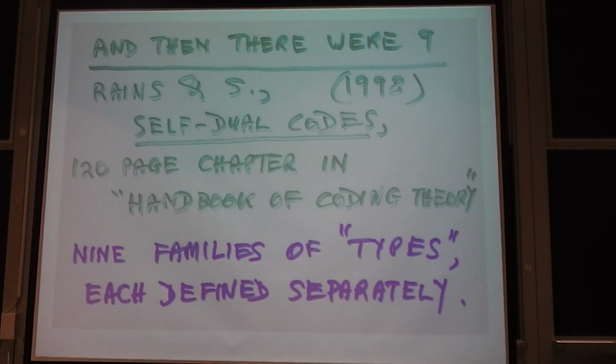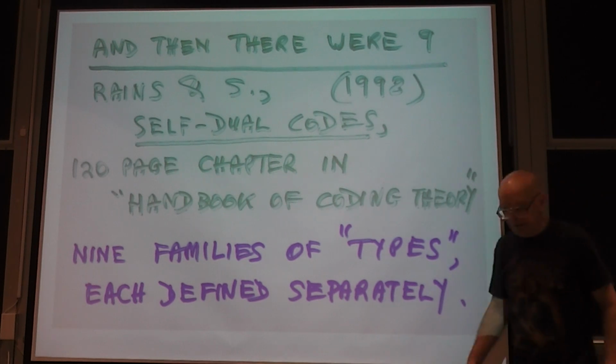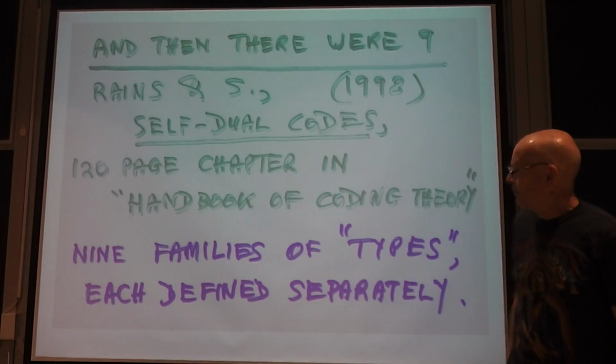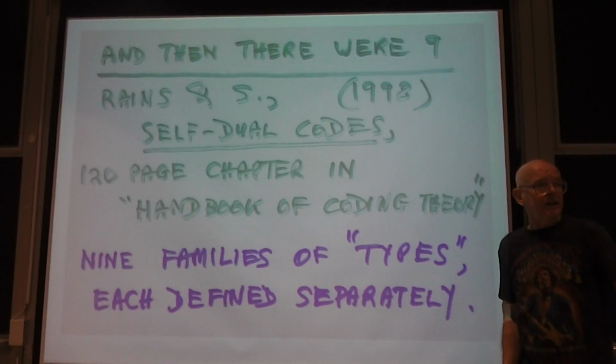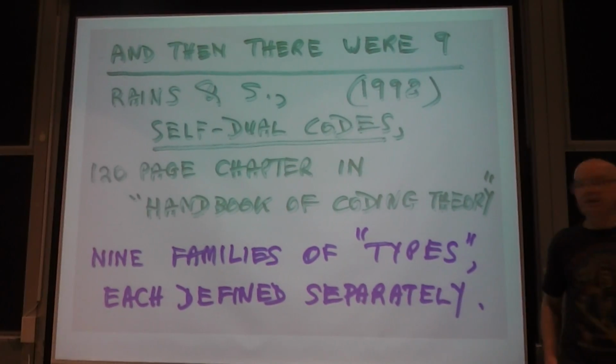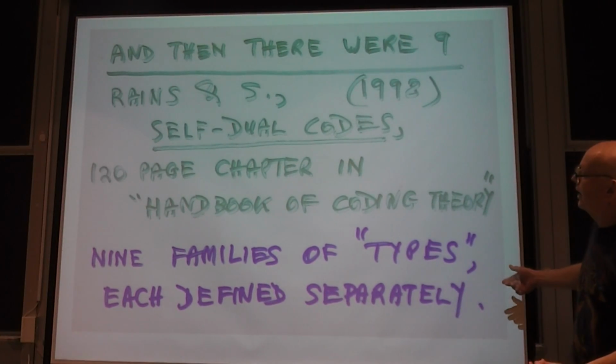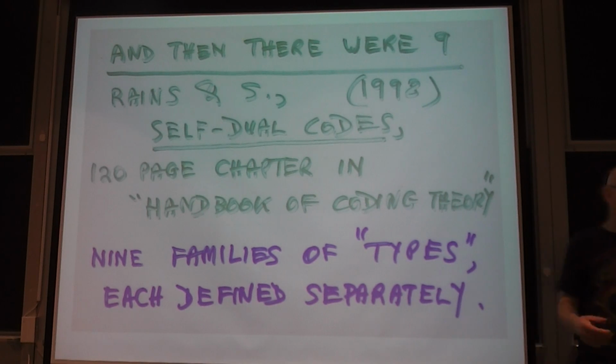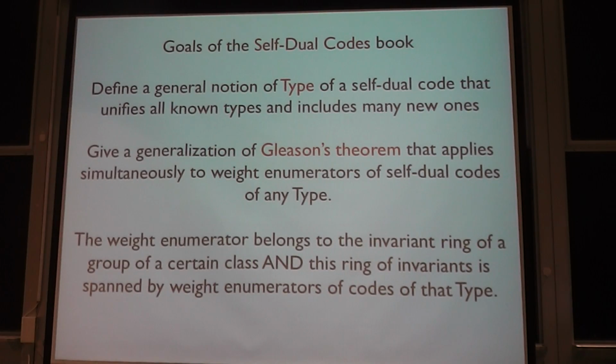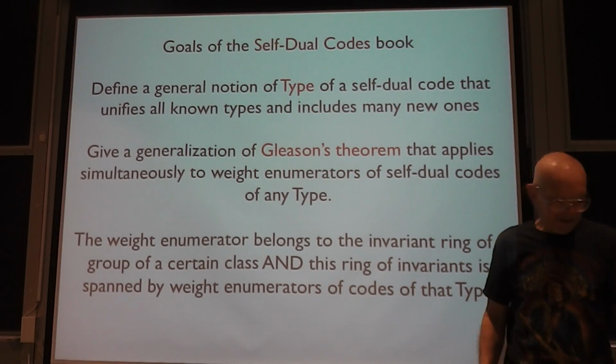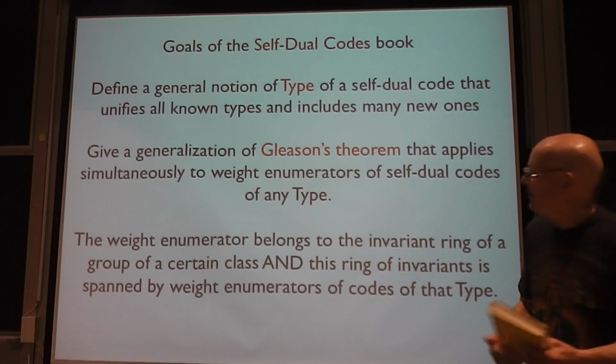And so, in 1998, Eric Rains and I wrote a very long chapter in the Handbook of Coding Theory. Originally, there were 4 types of self-dual codes. We increased it to 9 types, because in the meantime, other people had looked at other rings. And so we had 9 families of types. Each one had to be treated separately, and we came up with the Gleason theorem.